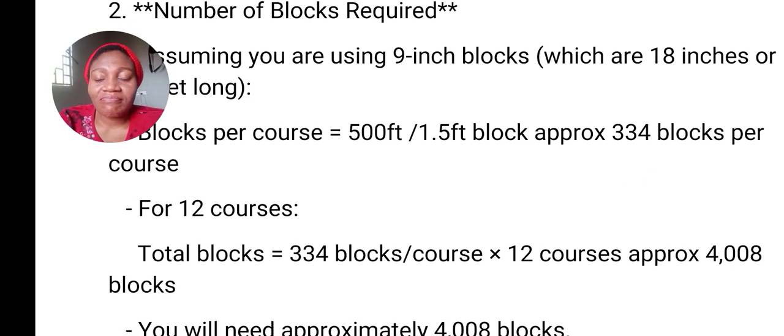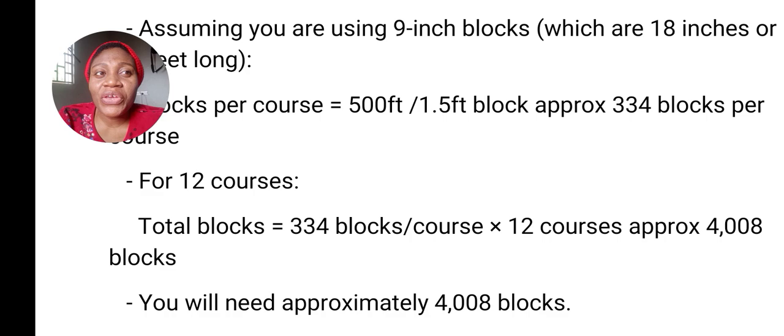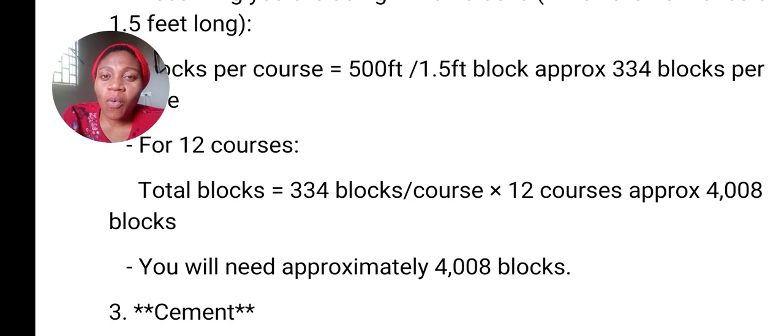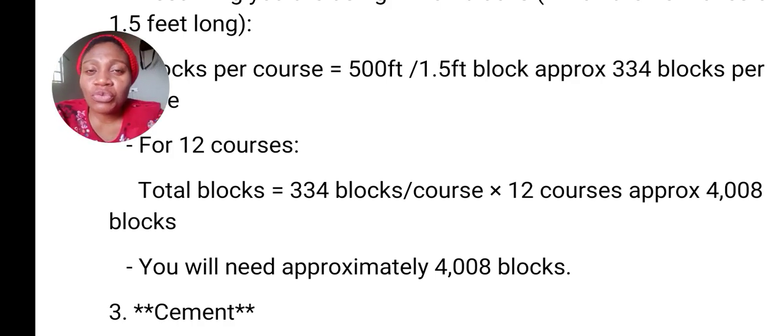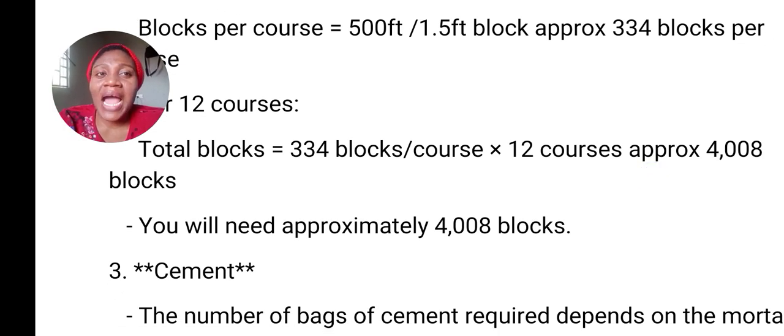Okay, so now if you're having 12 rows and a row is giving you 334 blocks. We are working with 12 courses. That will be 334 blocks multiplied by 12. How many courses you are working with? If it is 8, you multiply by 8. If it's 10, you multiply by 10. Here we are dealing with 12. All right, so when you multiply by 12, it will give you approximately 4,008 blocks. So you will need approximately 4,008 blocks for this work, 100 feet by 150 feet.